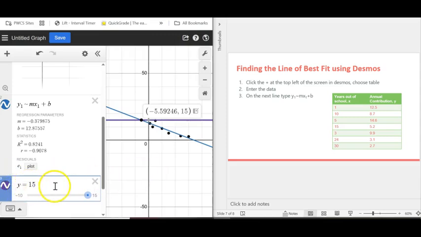We can plug in both x and y values much easier than we could with your traditional graphing calculator. And it makes that math so much easier. All right, and that is it for 10A.